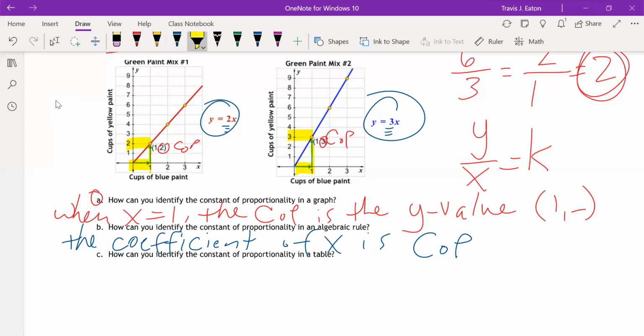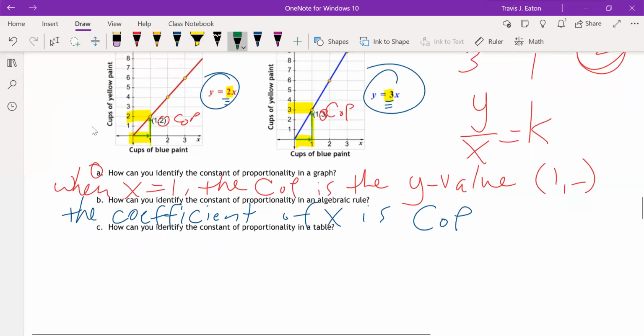So it's really easy to see. Look, there it is. It's the number that is multiplied by x. The coefficient of x is your constant of proportionality. It's just that easy to find in an algebraic rule.